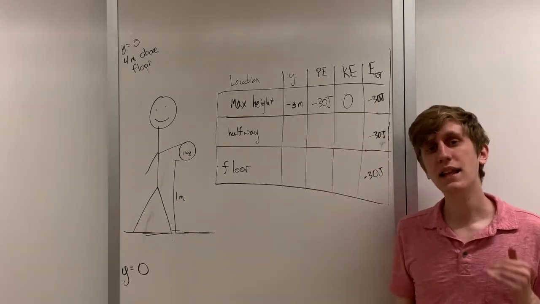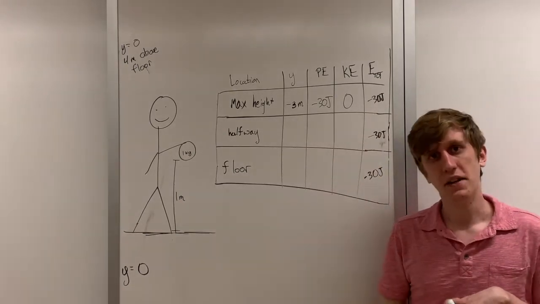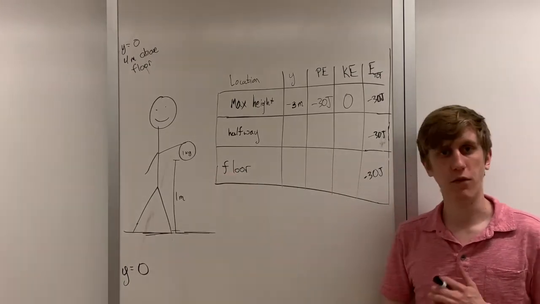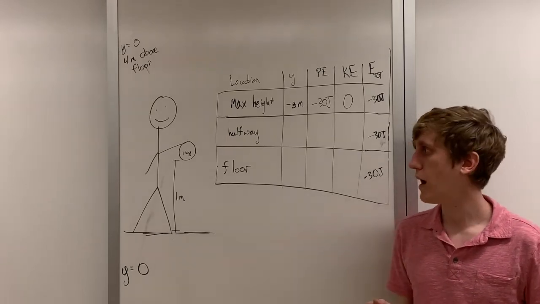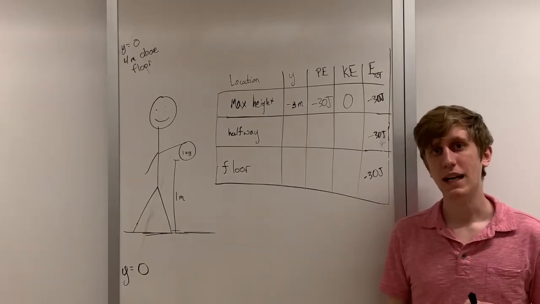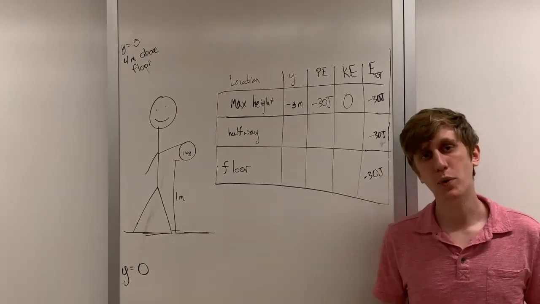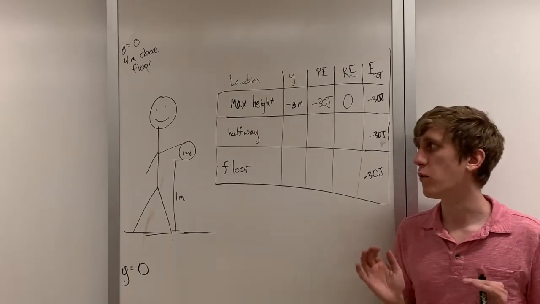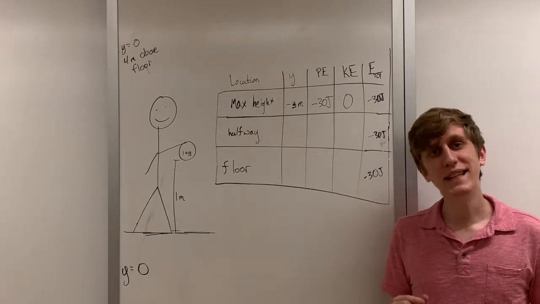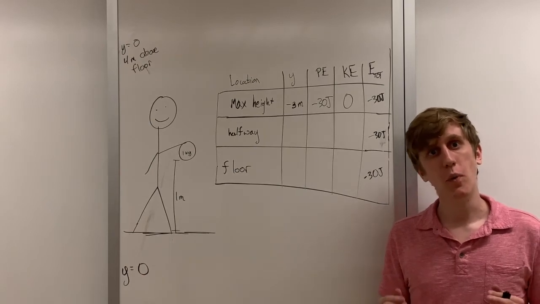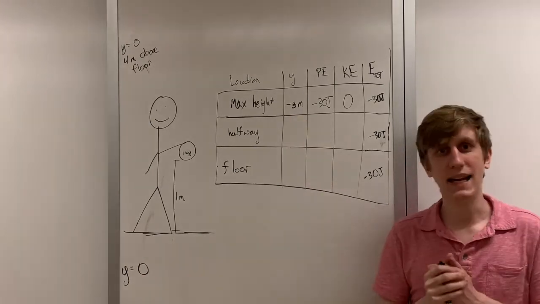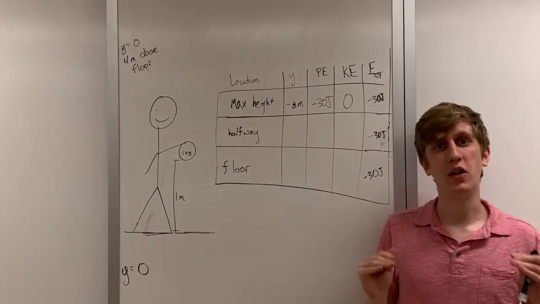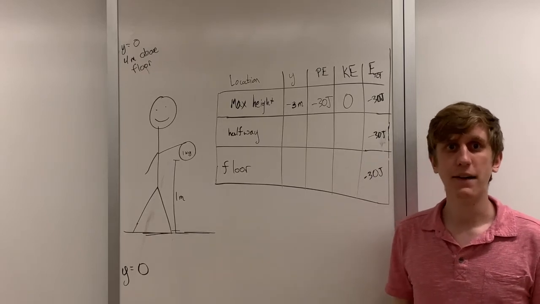All right, now let's consider the other two heights that we're interested in. Those heights are halfway between the max height and the floor. We'll start with the halfway mark. If the maximum height of the ball is 1 meter above the floor, then halfway between the max height and the floor is just half a meter above the floor. So what is the value of y in this case? If you said -3.5 meters, you were right. The initial height of the ball is -3 meters, and the height that we're interested in now is half a meter below that. So the height is -3.5 meters.